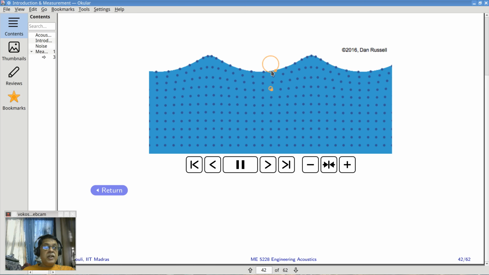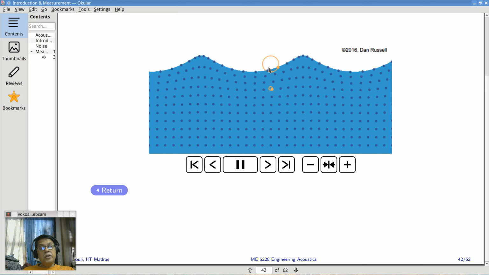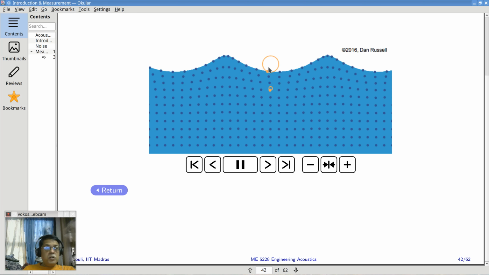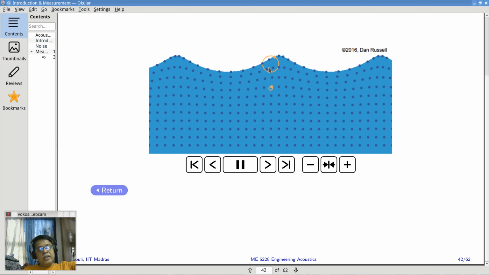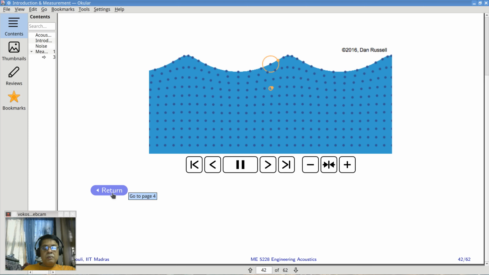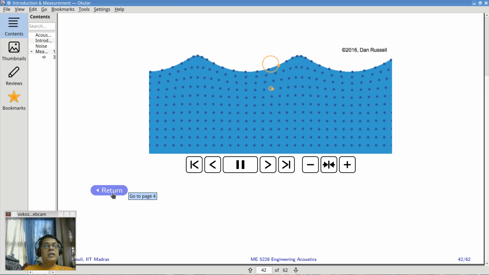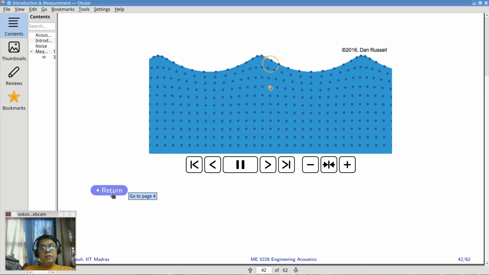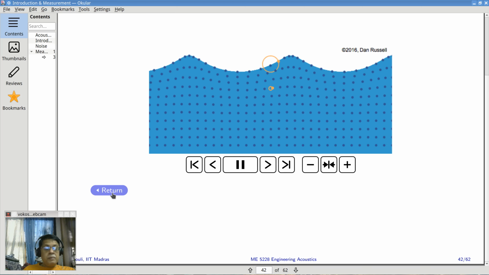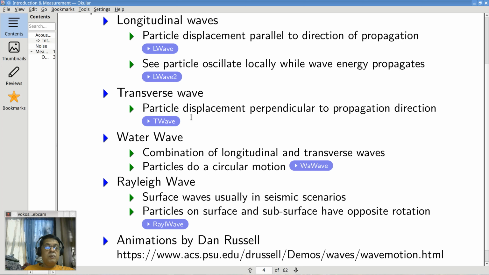So you can see that there is a combination of both transverse and longitudinal effects. So the particle tends to execute a circular motion. To us, as a casual observer, it seems like it is bobbing up and down, and it is transverse, but if somebody asks you, please tell them that no, waves in water are not purely transverse waves. There is a combination of transverse and longitudinal, and therefore you get what is called a water wave, which is unique from that.